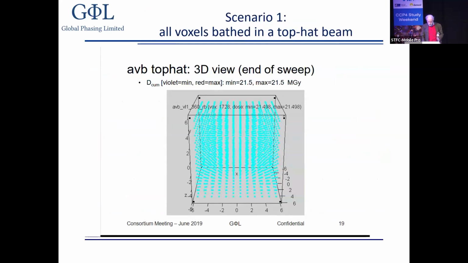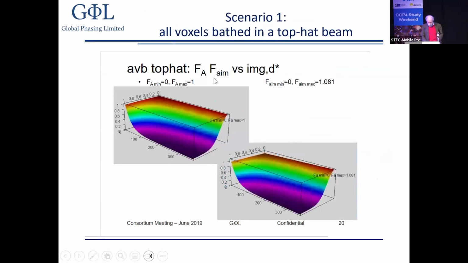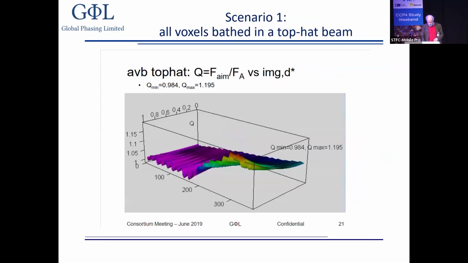So this is a uniformly bathed crystal at the end of the simulation, 21 megagray. These are the attenuation surfaces predicted from RADDOSE-3D. And this is what Aimless comes up with when it tries to scale those data. And they are in pretty good agreement. And when you look at the quotient between the two, you see that even at high resolution, at the end of the data collection, the discrepancy is only about 20%.